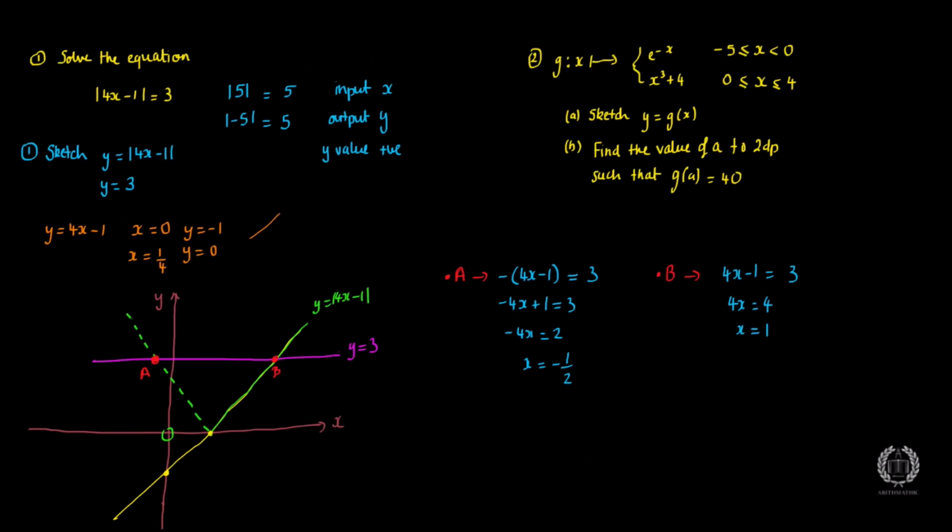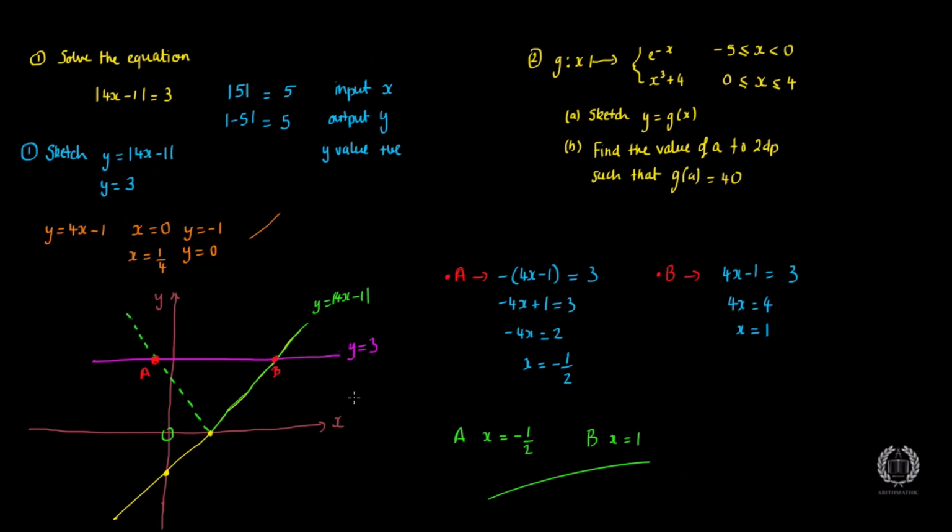So your two coordinates: at point A, your x value is equal to minus half. And at point B, your x value is equal to 1. And that is your answer for this question, really. That is it.